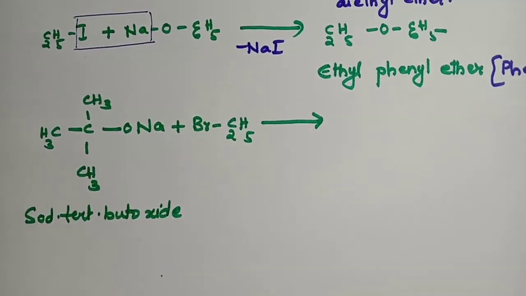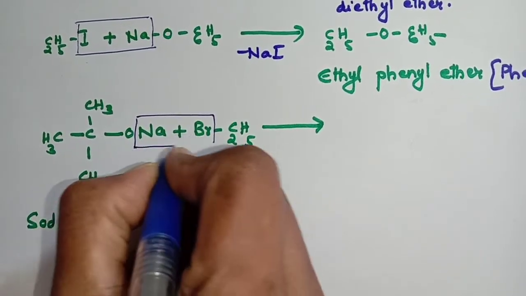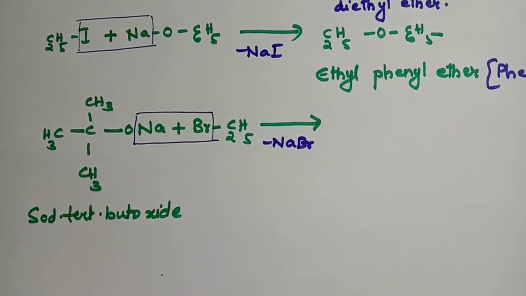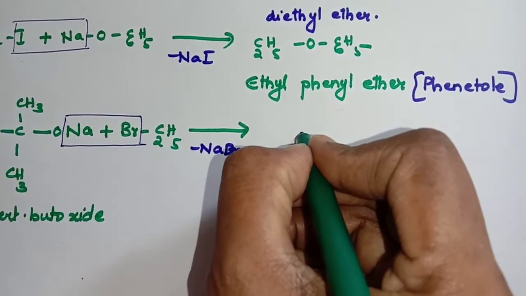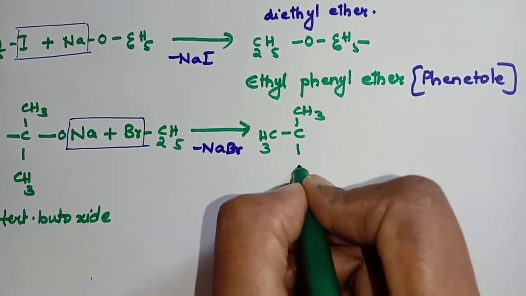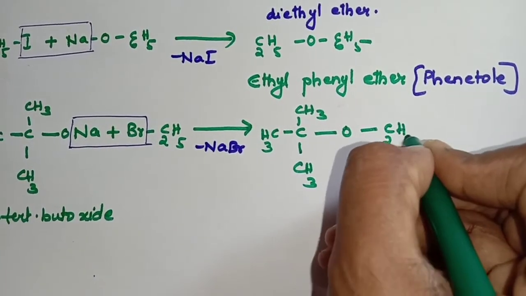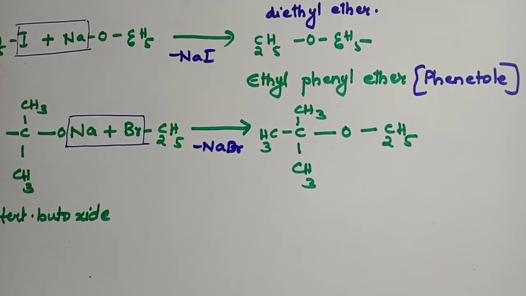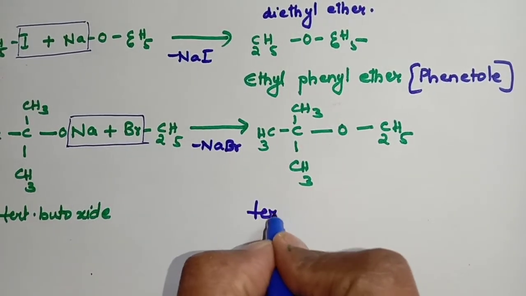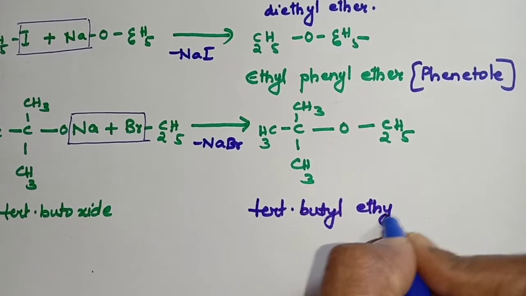And this is ethyl bromide. Okay. So when these two are heated, NaBr comes out as minus NaBr resulting in the formation of CH3, CH3, CH3O, C2H5. So how to name this one? This is called as, this is ethyl group, this is tertiary butyl group, and hence it is called as tertiary butyl ethyl ether.